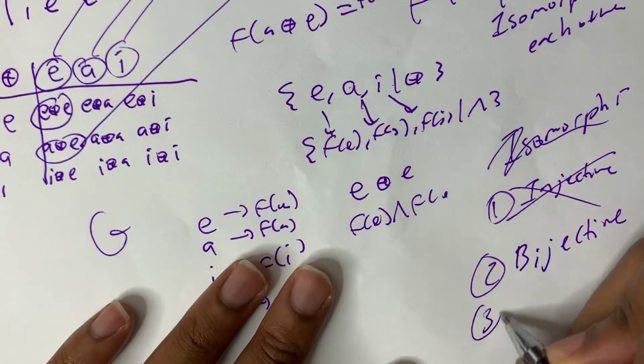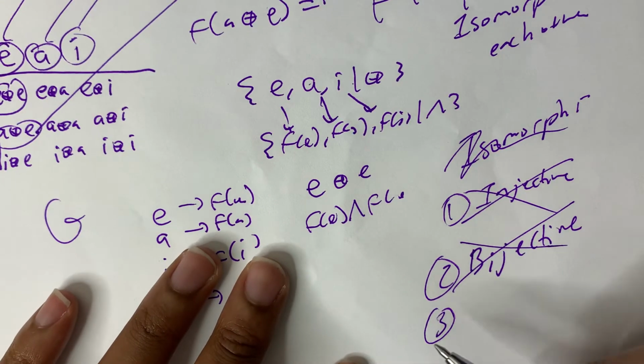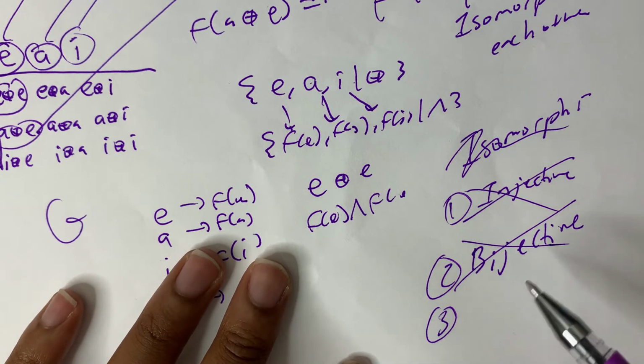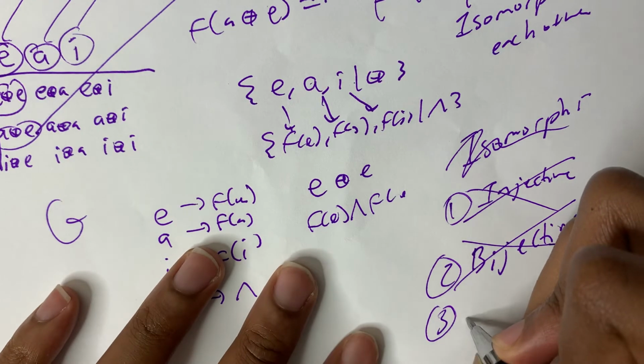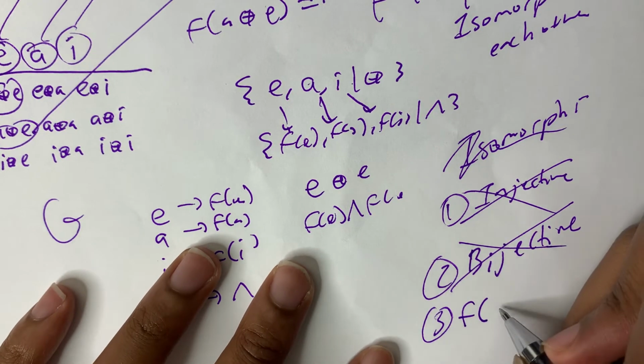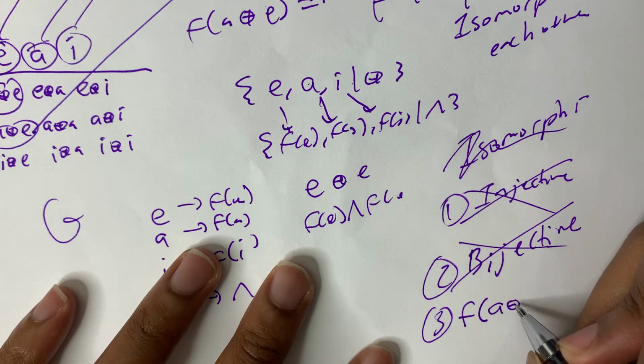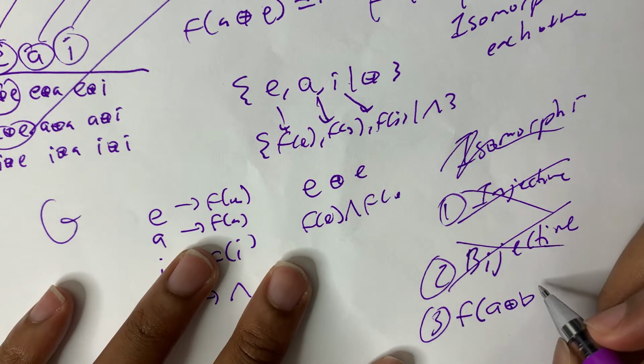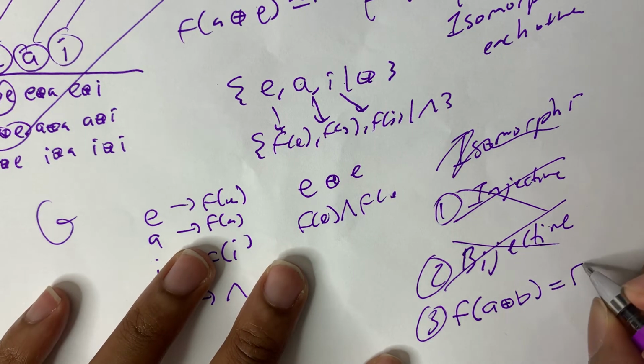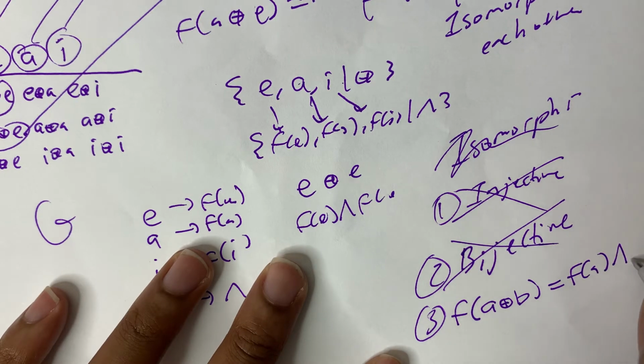So the third definition that we can use is that an isomorphism is a function that acts on A operated with B and gives us F of A wedge F of B.